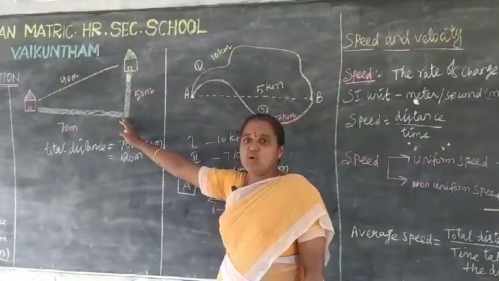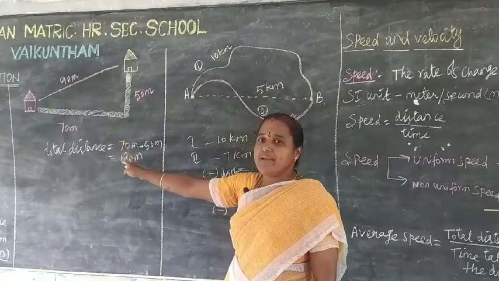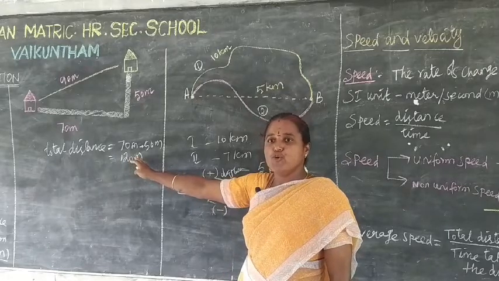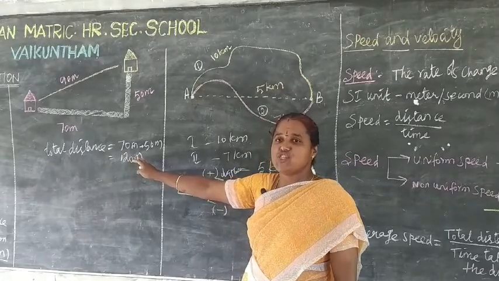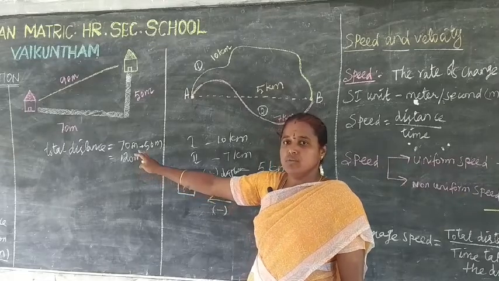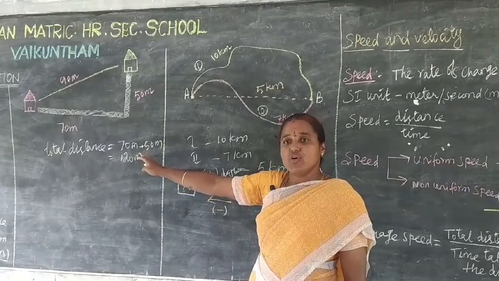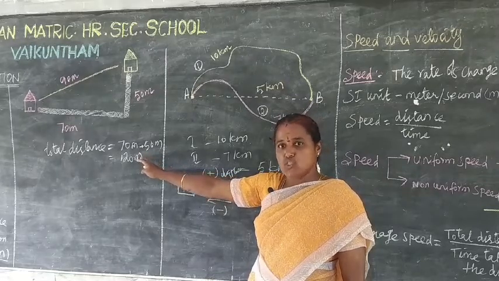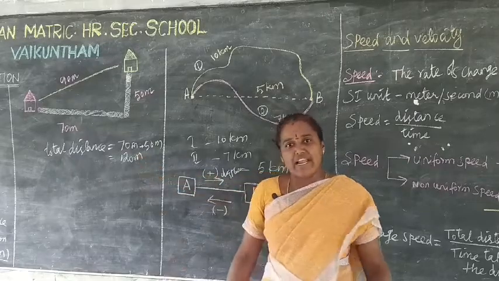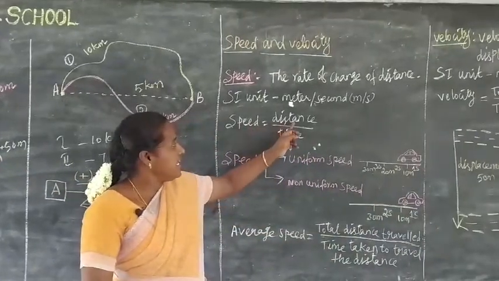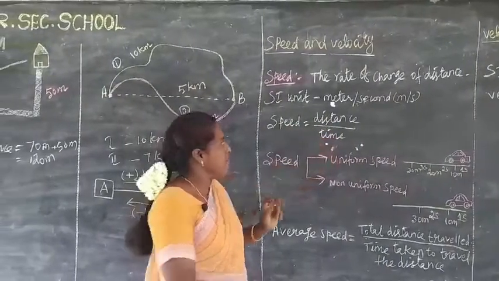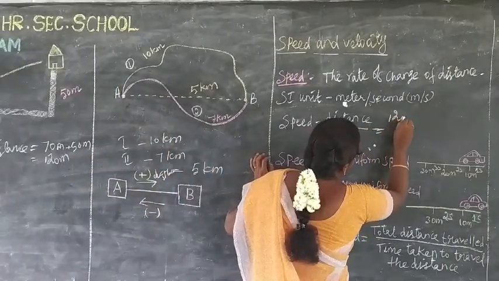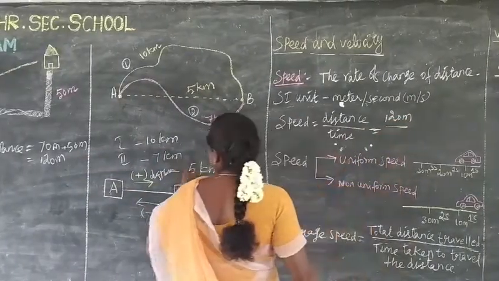the distance we have traveled was how many meters? 120 meters. Now let us say you took 60 seconds to reach your friend's house. Now we can calculate the speed. Speed is equal to distance divided by time taken. What is the distance? 120 meters. Time taken, 60 seconds.